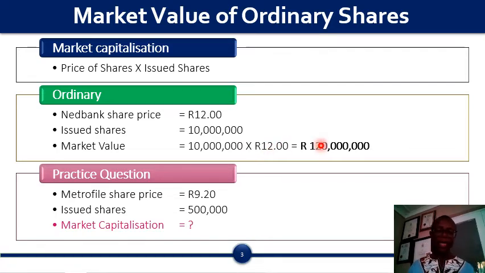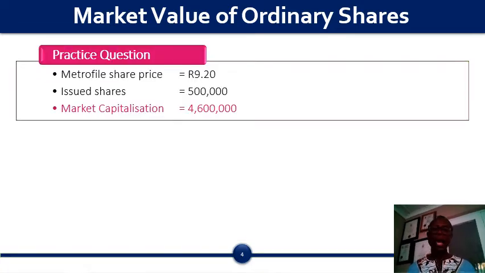Pause for a few seconds to do a question on market capitalization of Metrofile, and then look at the answer. I am confident, my friend, that your answer is 4.6 million, because you would have said 9.2 times 500,000, which would give you 4.6 million.